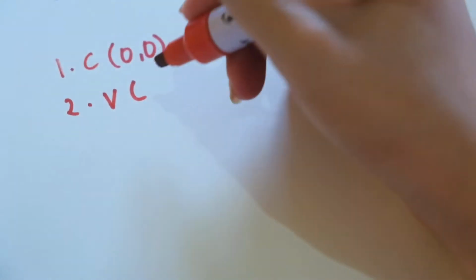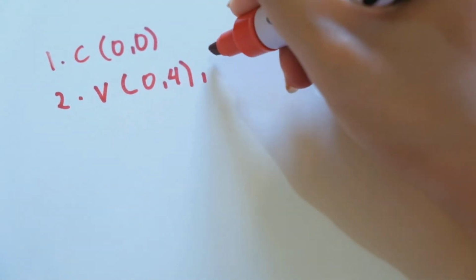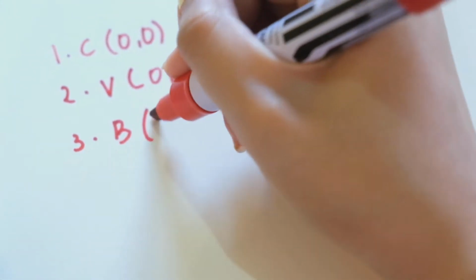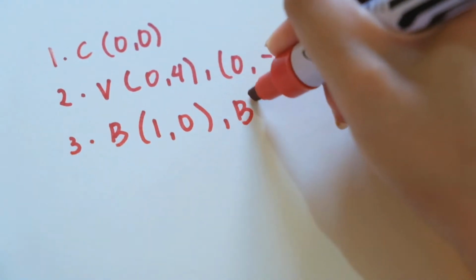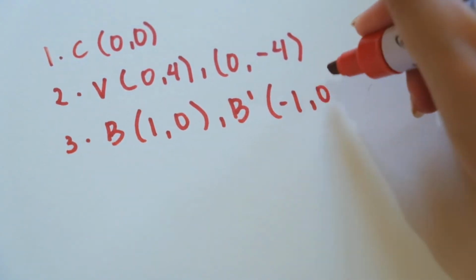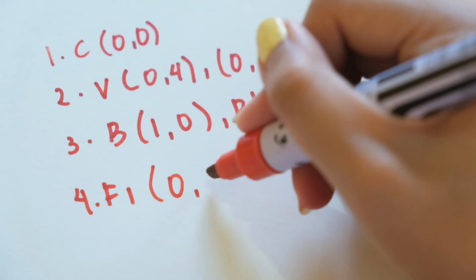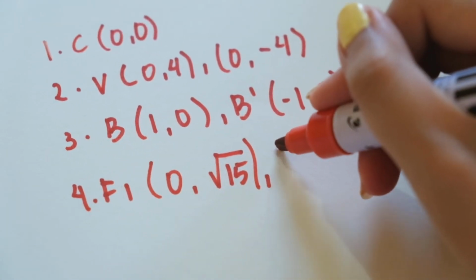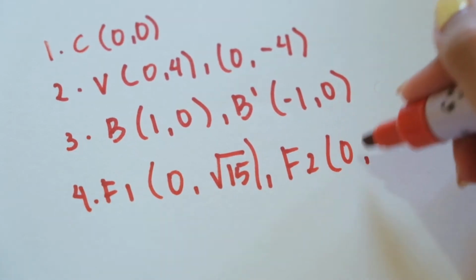To answer all the parts, we have to depend on the table. For the center, we have 0, 0, vertices is at 0 and 4, 0 and negative 4. The co-vertices is at 1 and 0. The second co-vertices is negative 1 and 0. The foci, first foci 0 and square root of 15, and second foci 0 and negative square root of 15.